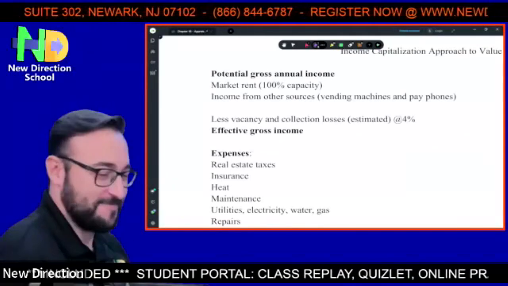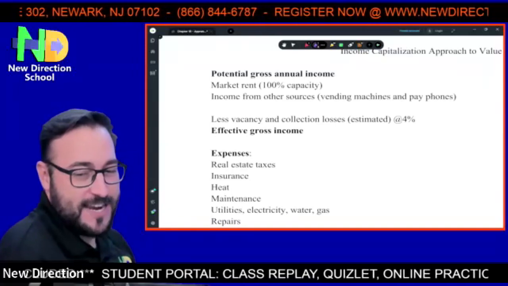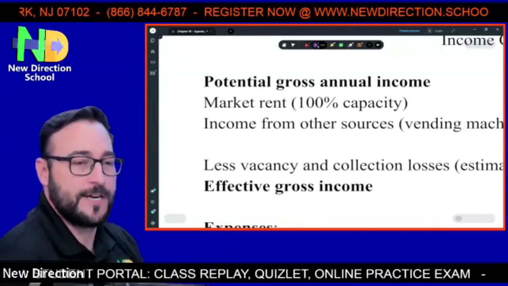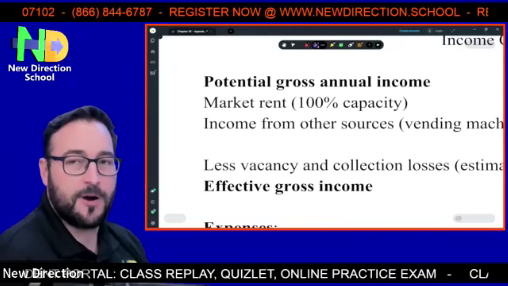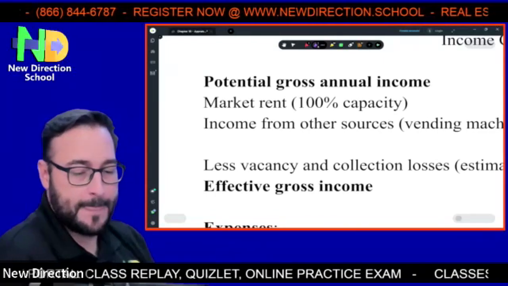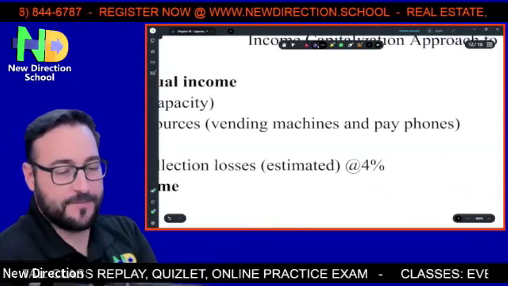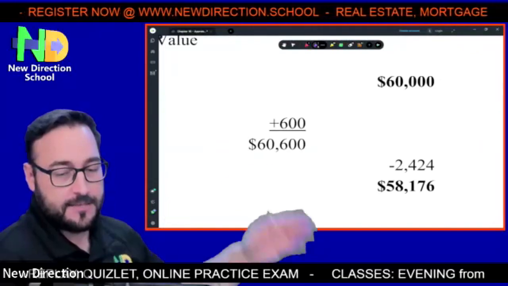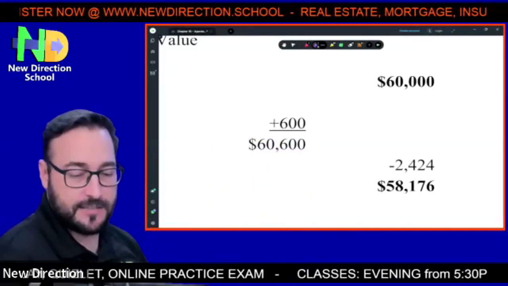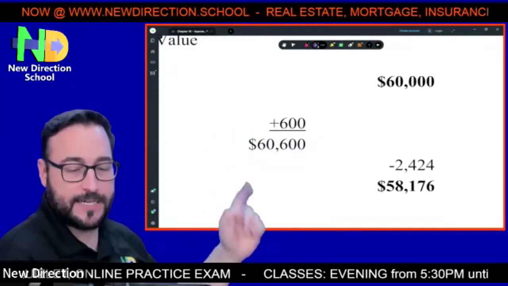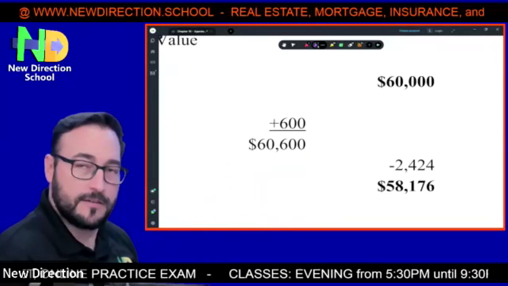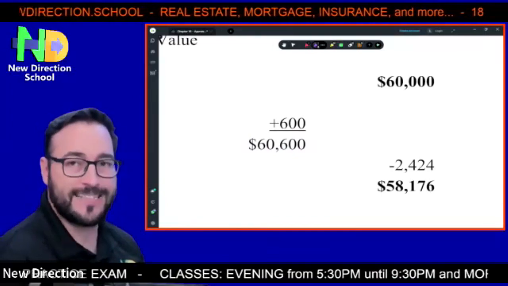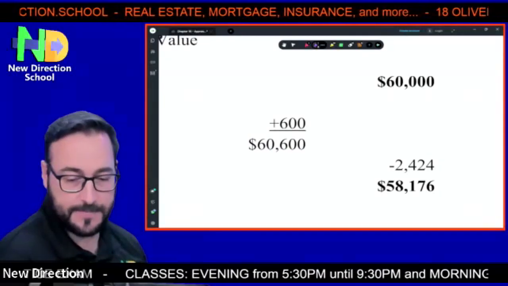She's getting a turkey. All right, so income capitalization approach to value. I told you that we start with the potential gross annual income, right? That's market rent at 100% capacity. We also add income derived from other sources like vending machines, pay phones, whatever. So fully rented, $60,000 plus additional income, $600. If it was 100% occupied and bringing the same income every year, we would look at 60,600 as income.